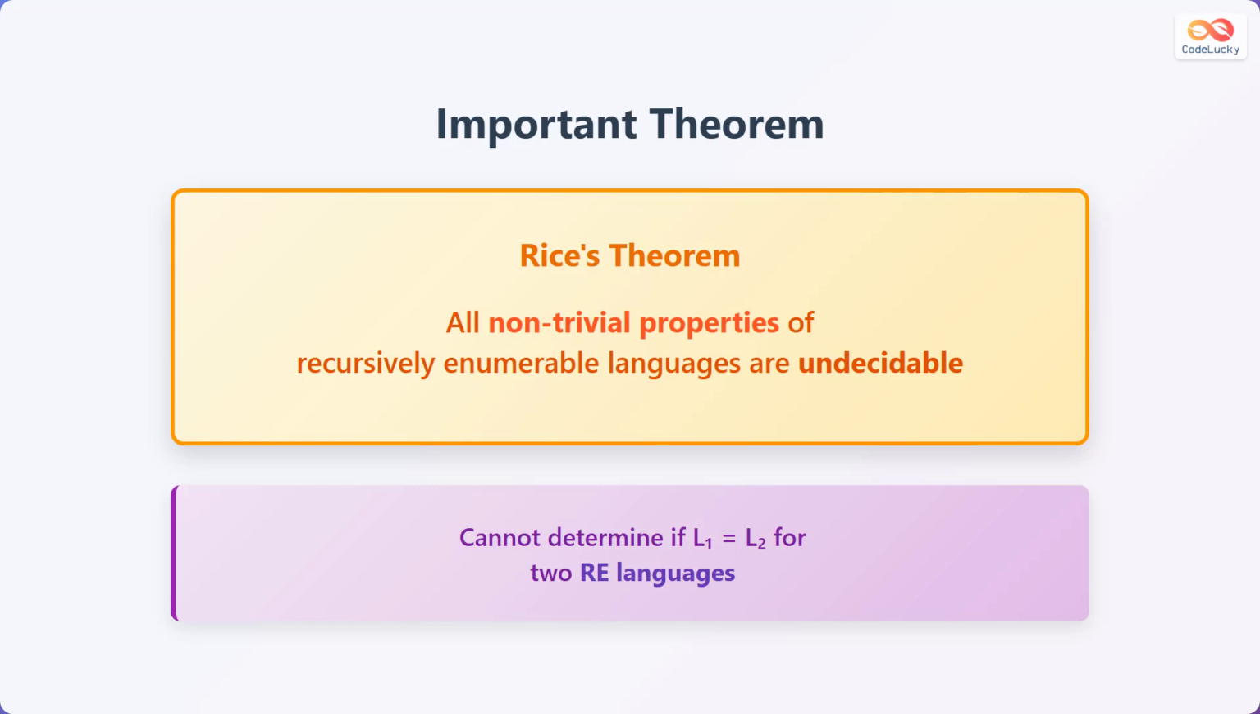Rice's theorem is a fundamental result in the theory of computation. It states that all non-trivial properties of recursively enumerable languages are undecidable. A non-trivial property is one that is neither always true nor always false for all RE languages. A corollary of Rice's theorem is that we cannot determine if language L1 is equal to language L2 for two RE languages. In other words, there is no algorithm to decide whether two Turing machines recognize the same language.